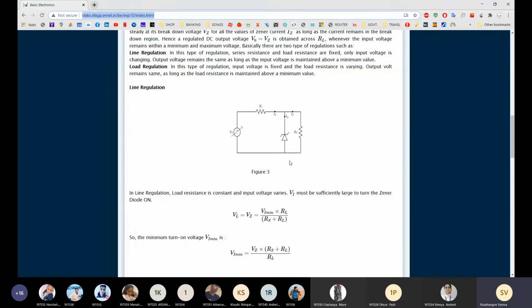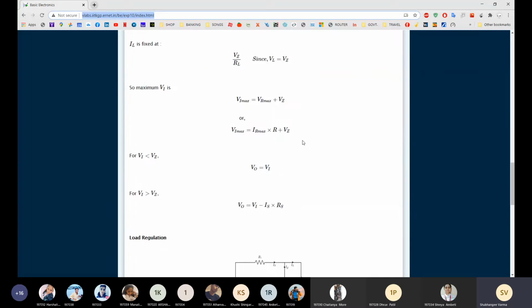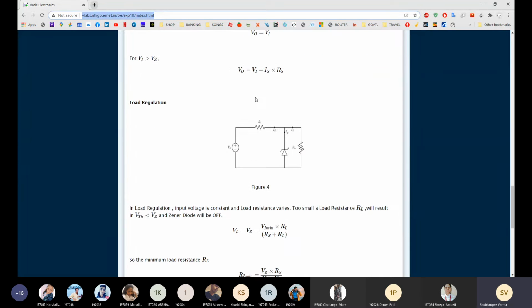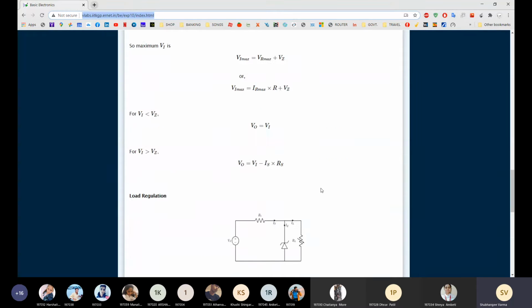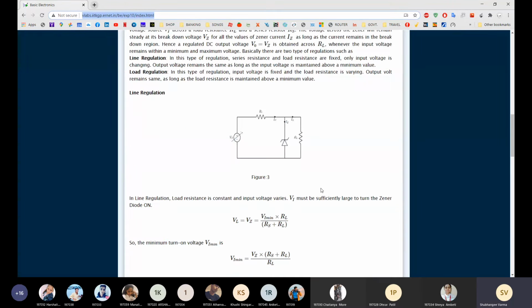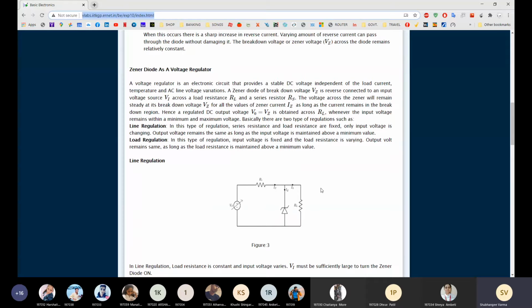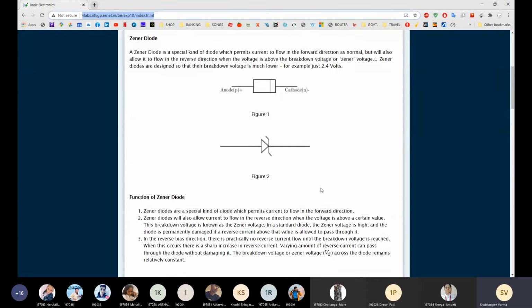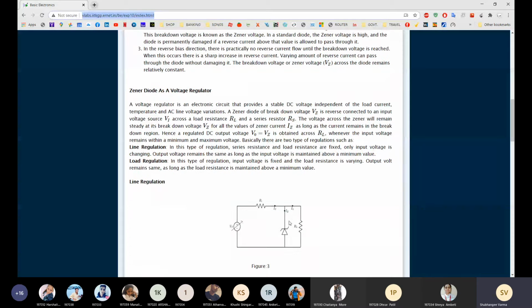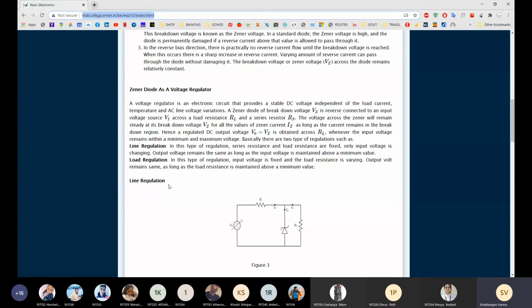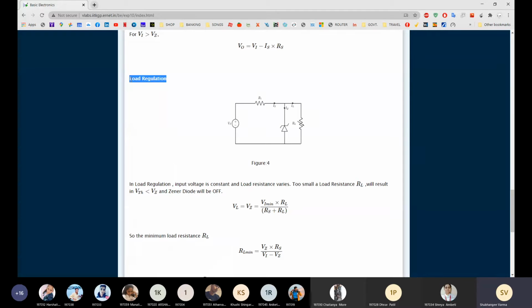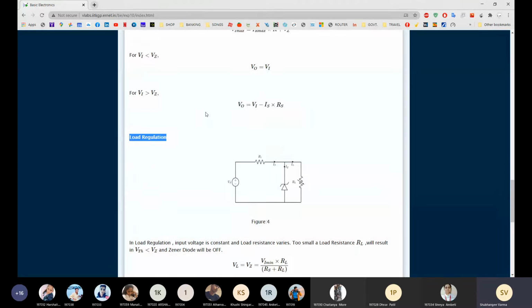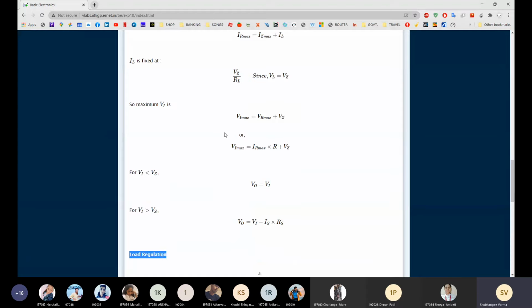We have seen all these things while explaining the Zener diode as a regulator. All the theory is given over here. We have also seen these two terms, line regulation and load regulation, and today we are going to perform the same. I have explained line regulation and load regulation to you. Both are very important whenever you are going to design a regulator.